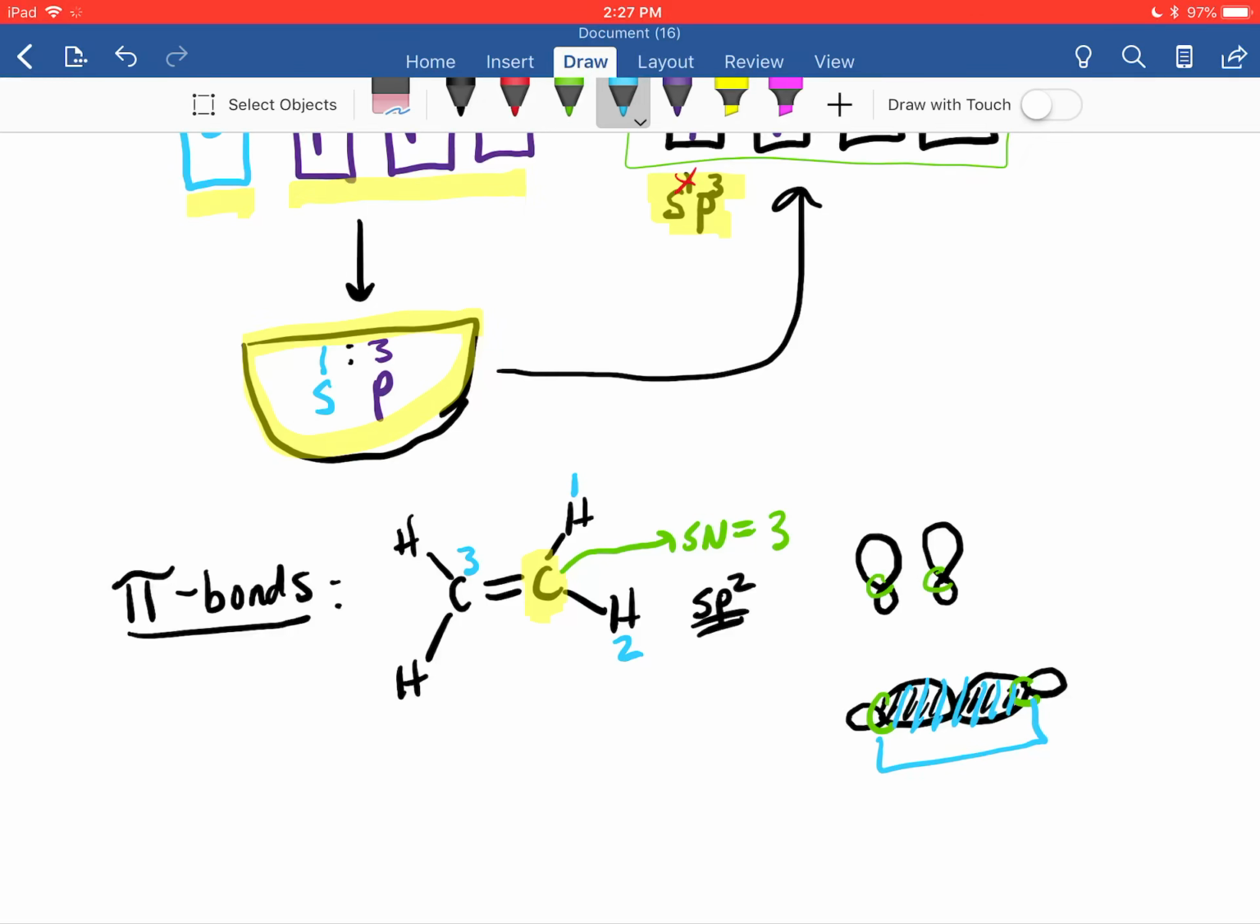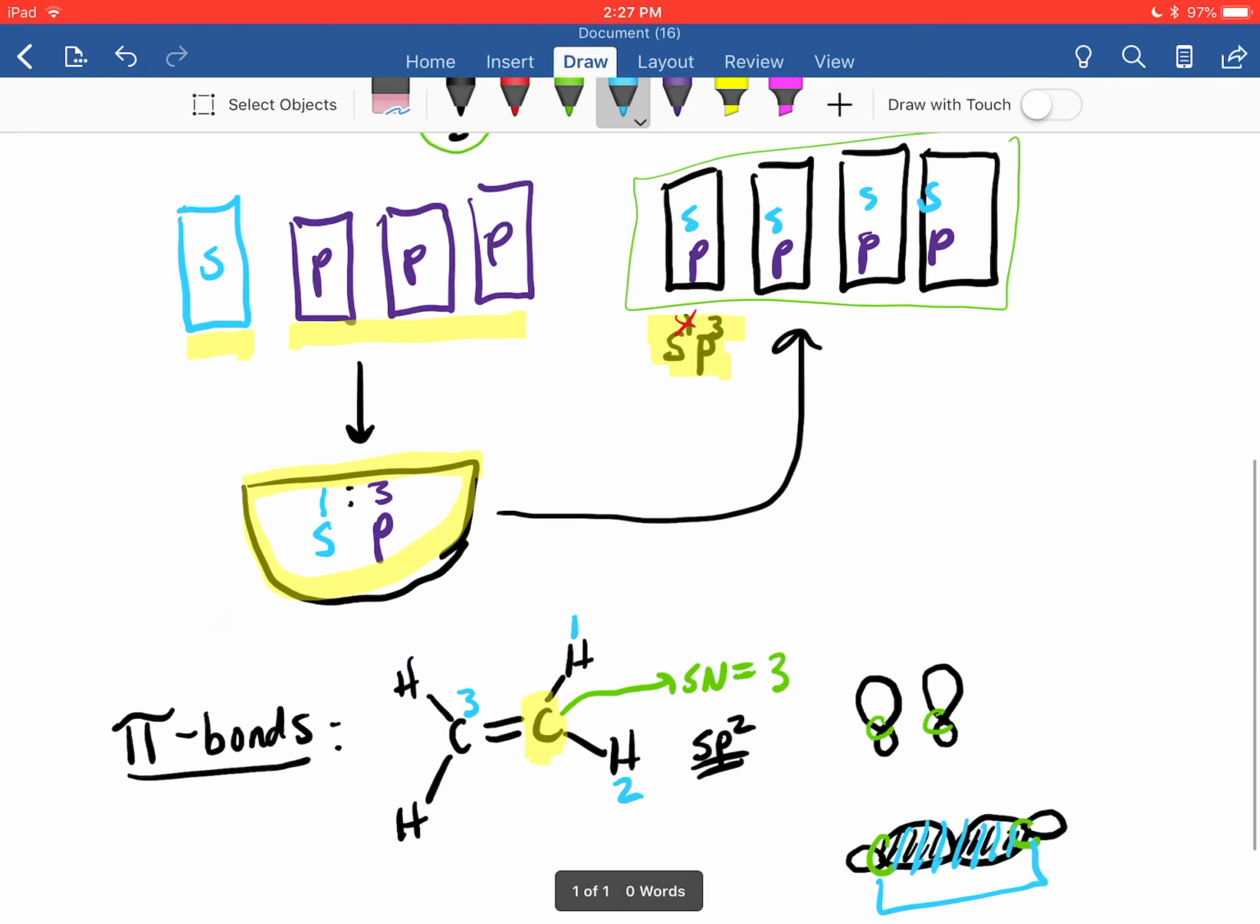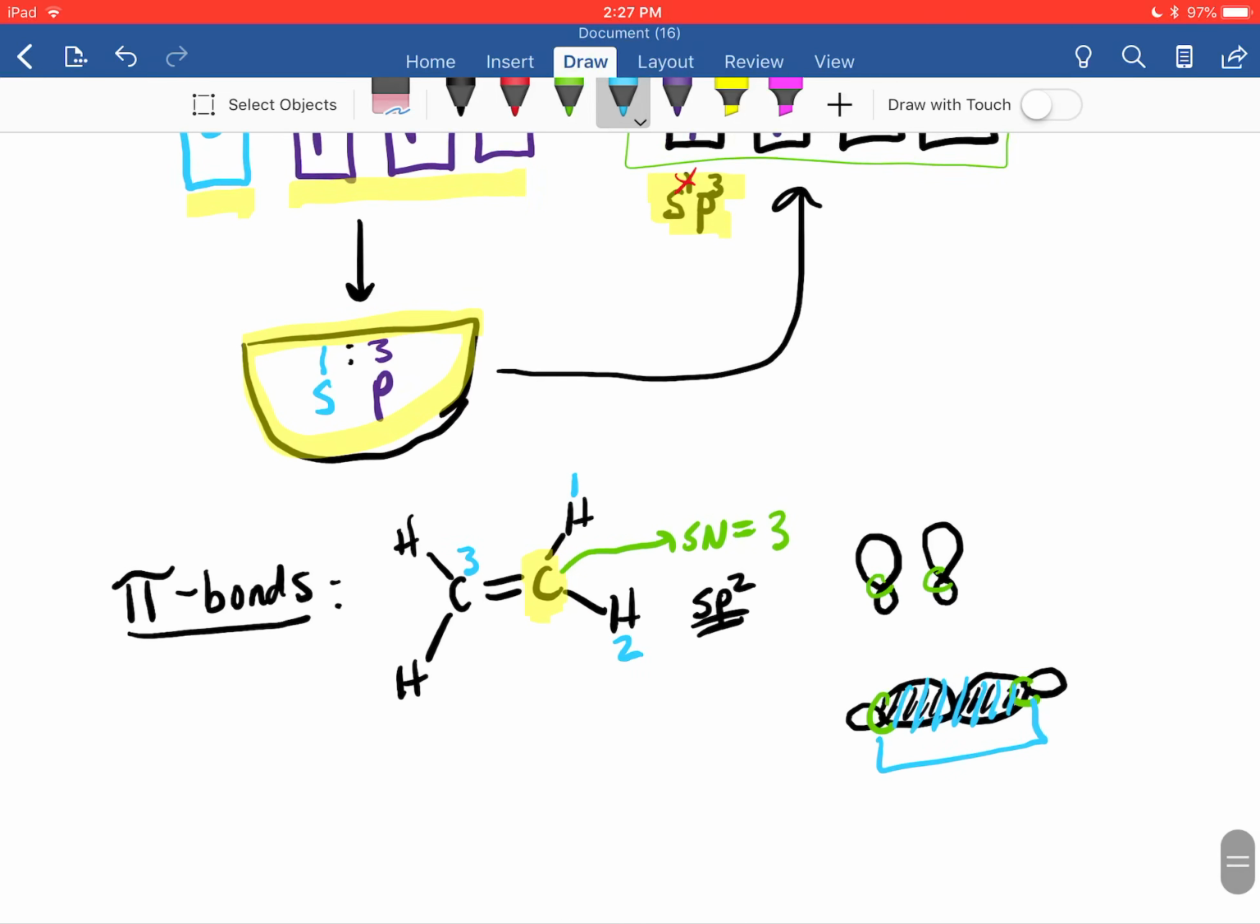So the most stable way you can form a bond between 2 atoms is to have the electrons right in between the 2 atoms. Okay, so once you form a sigma bond, then you can form pi bonds. So pi bonds are formed of pure p orbitals. And the p orbitals are going to overlap side by side rather than head to head.